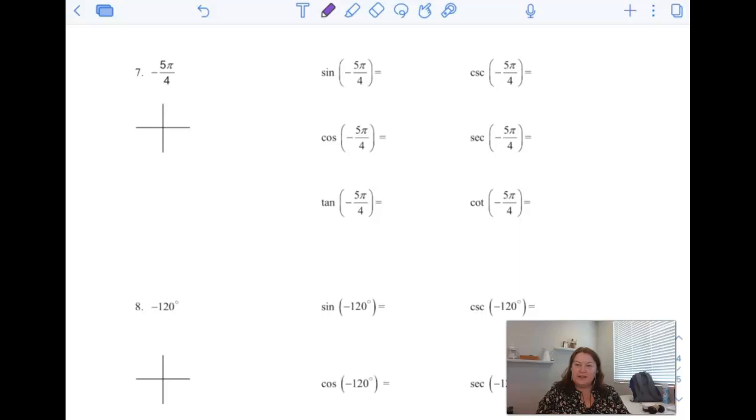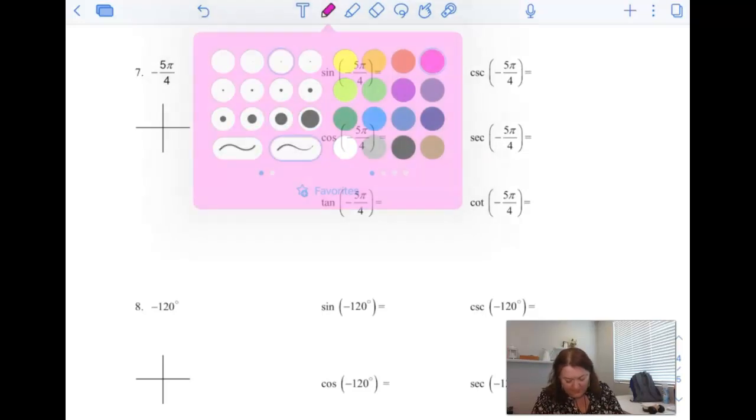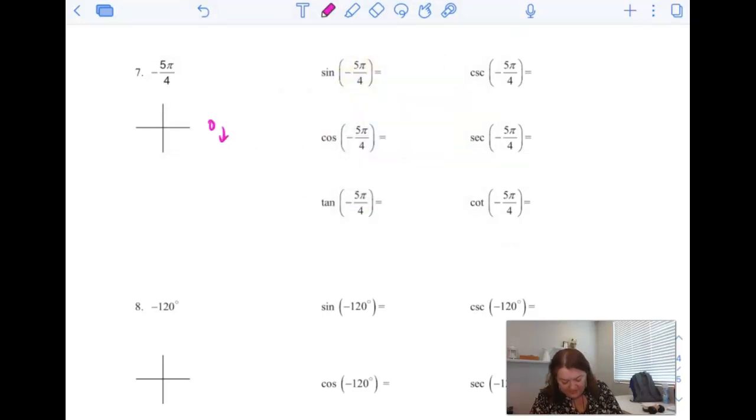-5 pi over 4. Let's go take a look at this one. All right, so -5 pi over 4. We're going this way. So this would be 0 over 4, 4 over 4, 8 over 4. So we definitely made it past 4 over 4, but we only made it 1/4 of the way. So that's going to create a pi over 4 right there. So pi over 4 is our reference angle, and it's in quadrant 2. So sine is the only thing that's positive.